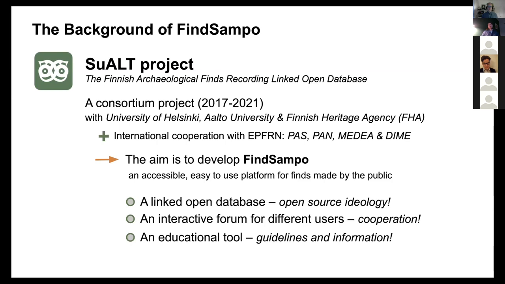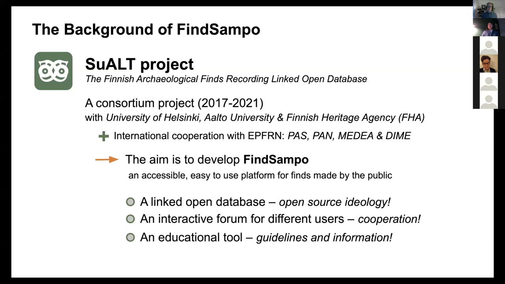This project cooperates with similar international projects that have developed open databases for finds in different European countries or federal regions, such as Portable Antiquities Scheme from England and Wales, PAN from Netherlands, MIDAS from Flanders, Belgium, and DIME from Denmark. As a multidisciplinary research project, SWALT develops innovative solutions for reporting, collecting, and managing archaeological finds, applying citizen science and semantic computing. The goal of the project is to develop and produce a prototype of a linked open data service and semantic web portal called Find Sampo.